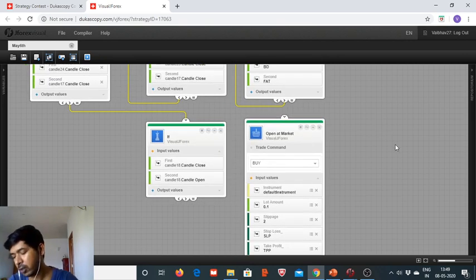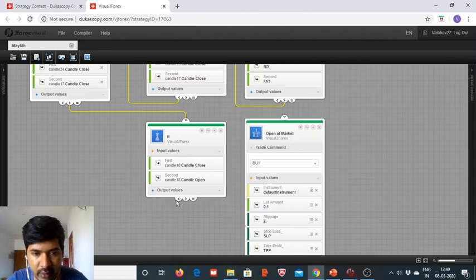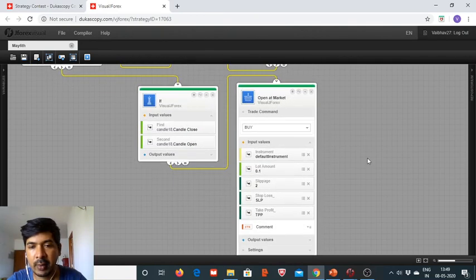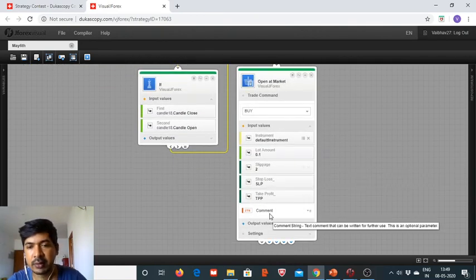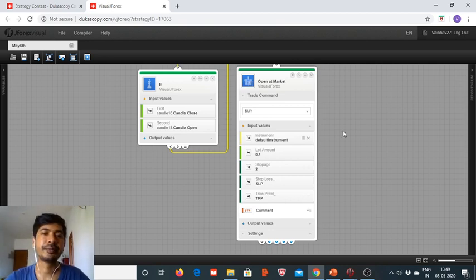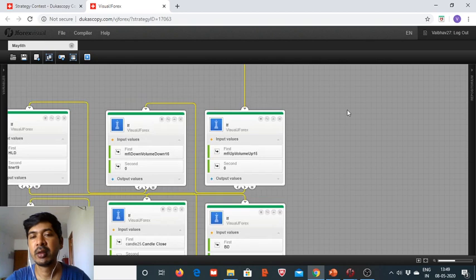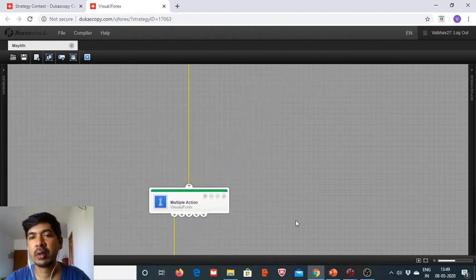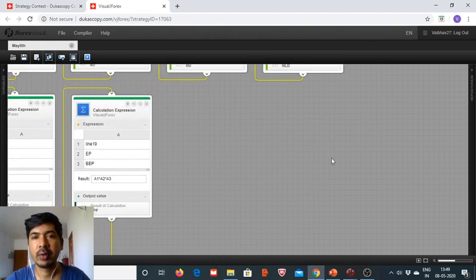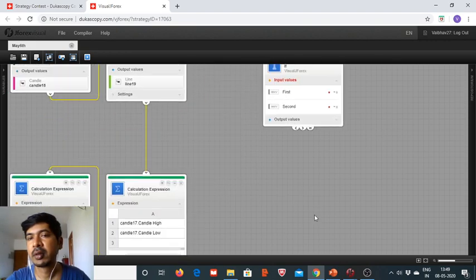Now shift 2, that is look back period 2, the candle should have closed less than the opening price. So here we change this parameter. So far so good. Now is the time to start working on the sell side.